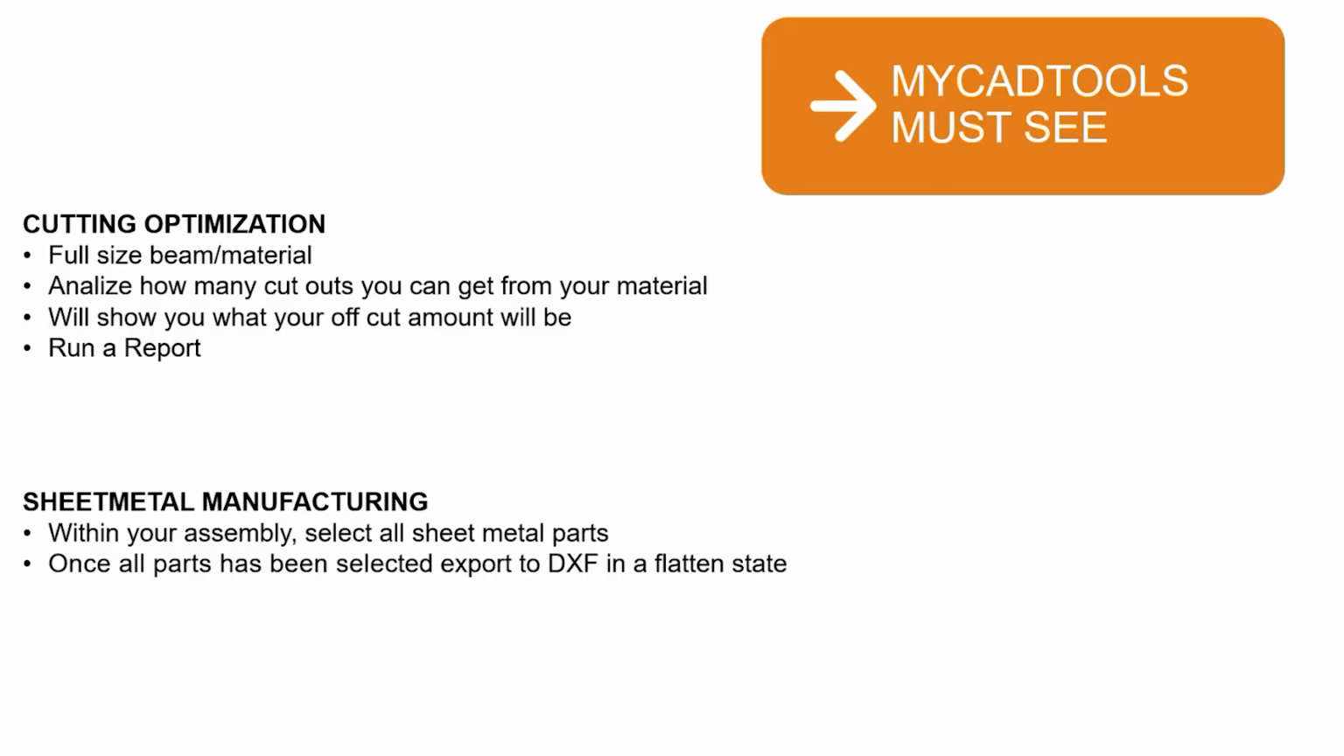Then for sheet metal manufacturing, within your assembly, you will select all the sheet metal parts. And then once the parts have been selected, you can export them to a DXF for a flattened state. So yeah, that's just a few little insights of myCADtools, and then Jaco will continue with that. But first, that is all from my side.